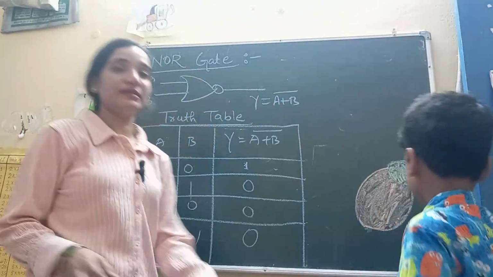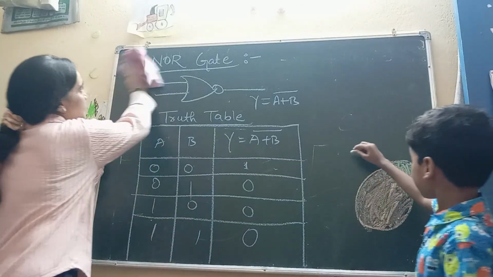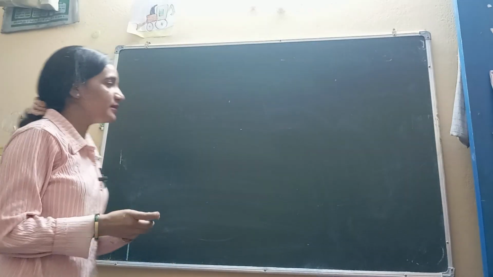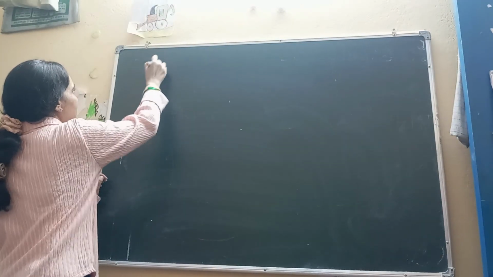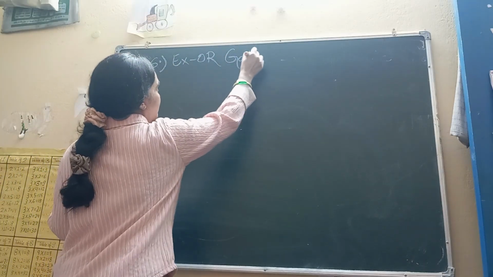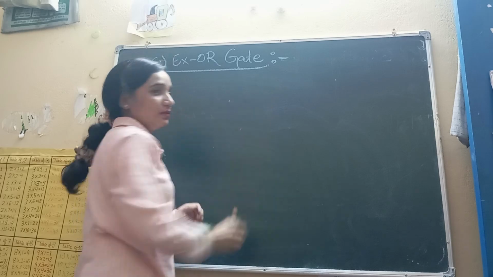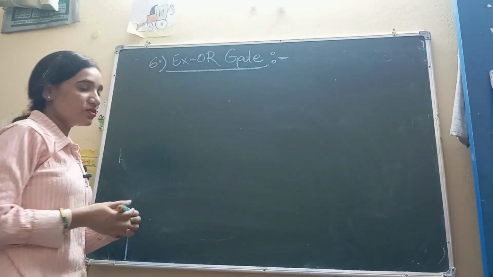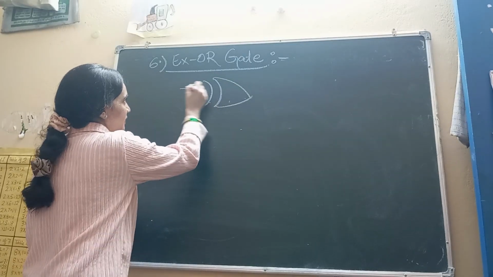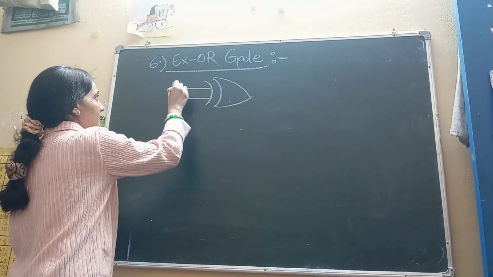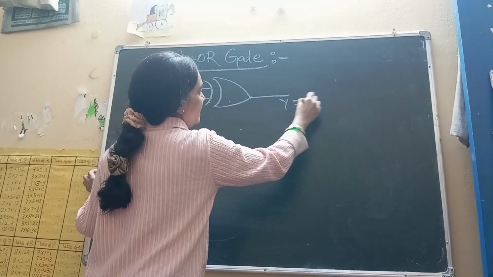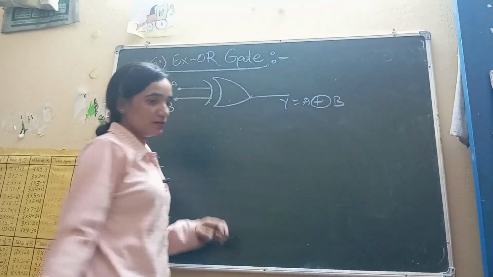Now come to the next gate, that is the XOR gate. What is XOR gate? The symbol is like this. A, B, 2 inputs, and here is the output A XOR B.